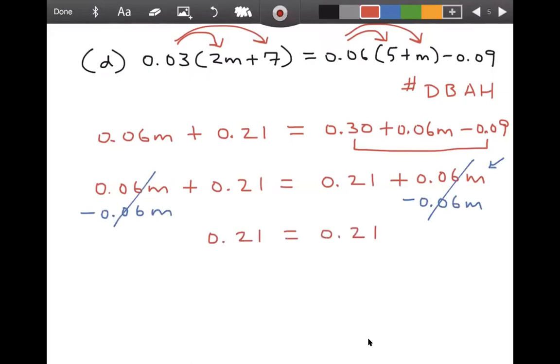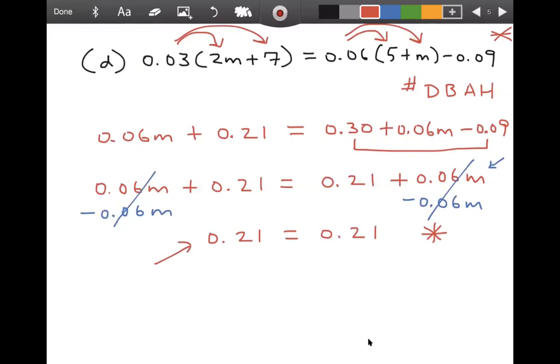Is that a lie? Should I say liar, liar, pants on fire? No, that is not a lie. That's saying one number equals the same number. So what do you think that should mean? The values of m that make this equation true are the same values of m that make this equation true. What values of m make 0.21 equal 0.21?